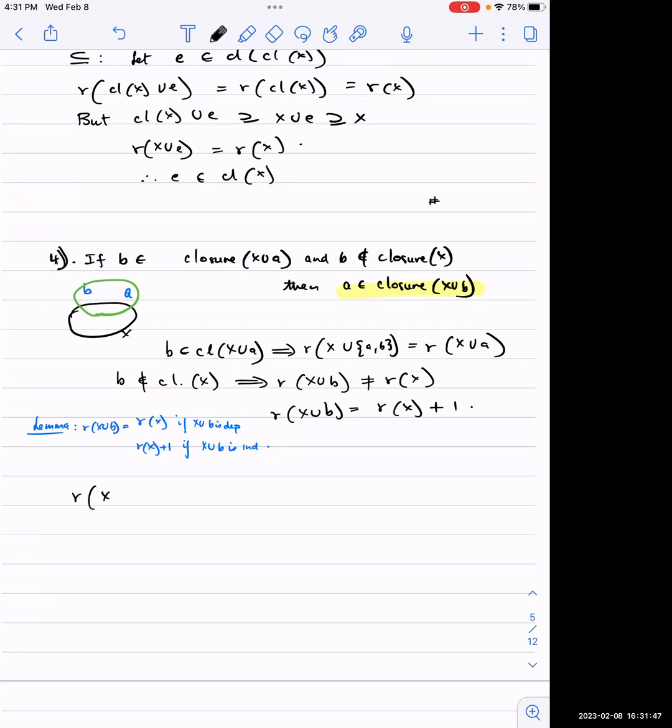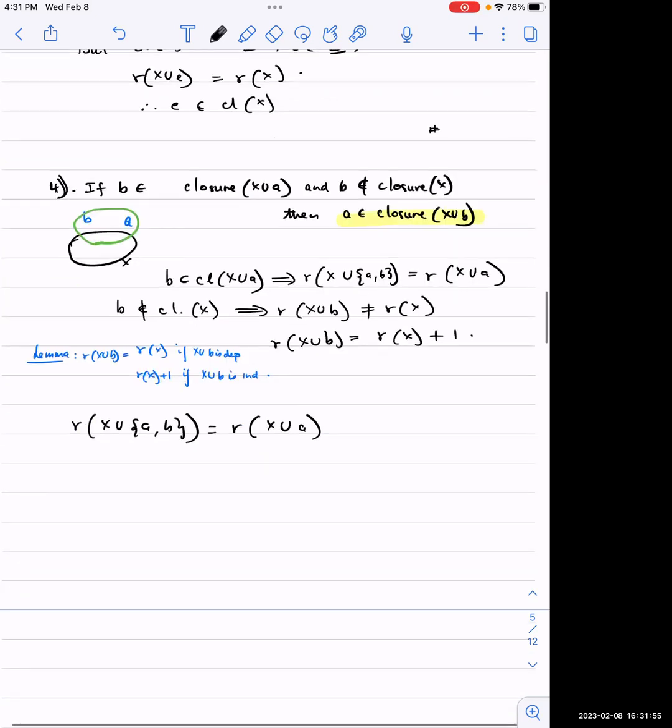So the rank of X union AB is the rank of X union A. We get that from here. And that's less than or equal to the rank of X plus 1, which is equal to the rank of X union B. And so what do we have? We have the rank of X union AB is equal to the rank of X union B. Therefore, A is in the closure of X union B.